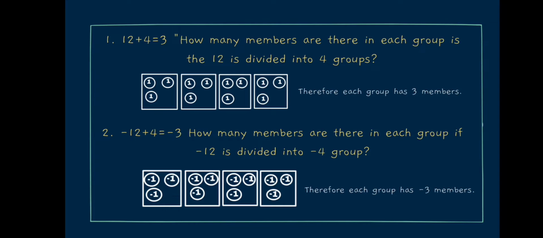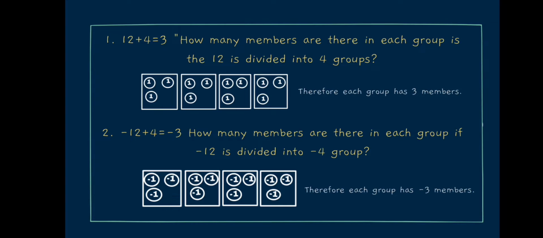Here are the examples. Example number 1: 12 divided by 4 is equal to 3. How many members are there in each group if 12 is divided into 4 groups? Therefore, each group has 3 members.